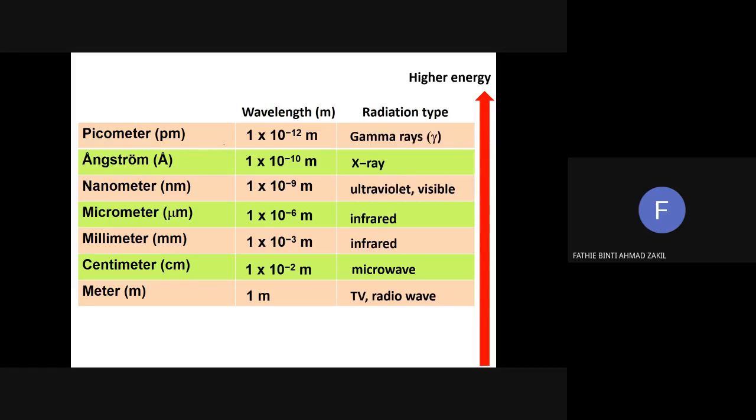Okay, so here at different wavelengths, we have different wavelengths. So they are different radiation types. Okay, so let's say we get a wavelength of around 1 meter. So we already know our radiation type is either TV or radio wave.